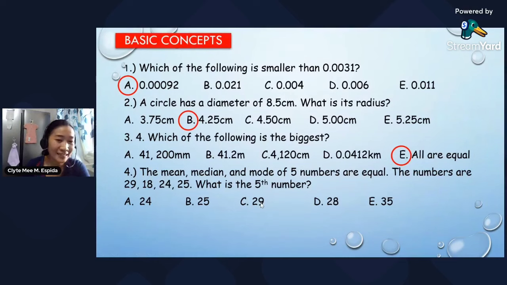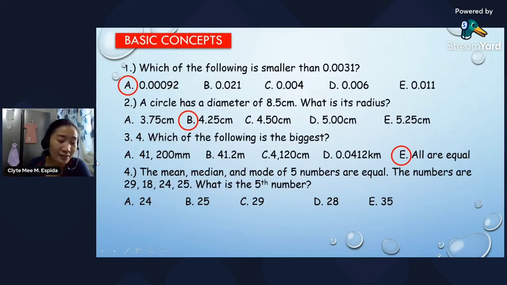So, your choices would be A, B, and C. Ngayon, tingnan natin yung median. Pag i-arrange natin, you will have 18, 24, 25, and 29. Ganun po yung arrangement natin from least to greatest. Ano po yung nasa gitna natin? So you could either have 24 and 25. So X na rin po si letter C.